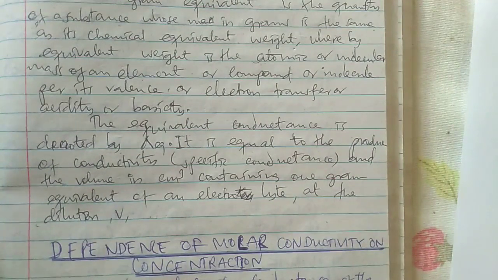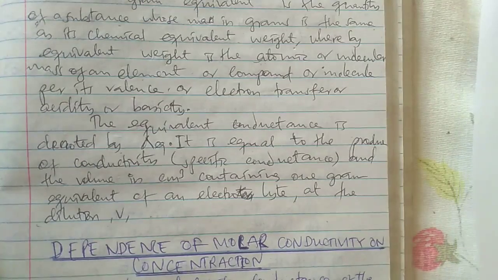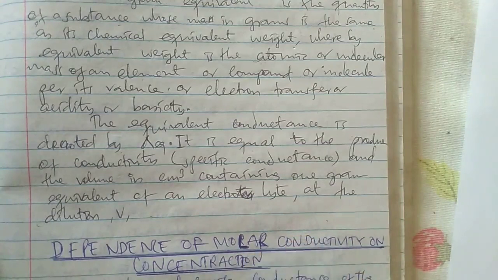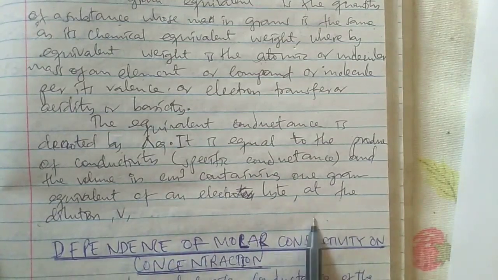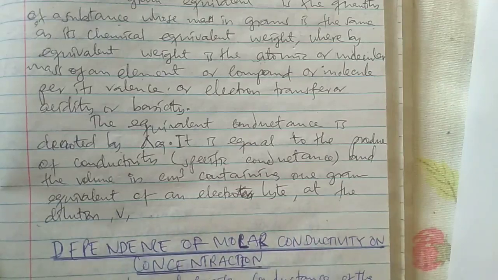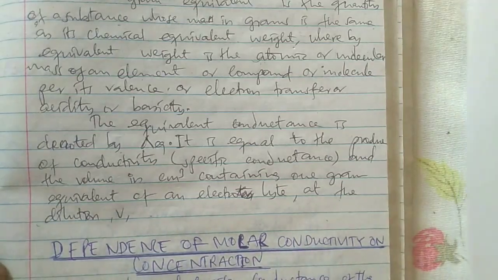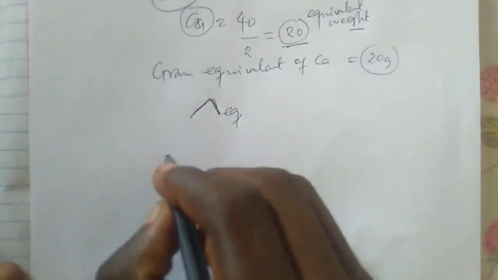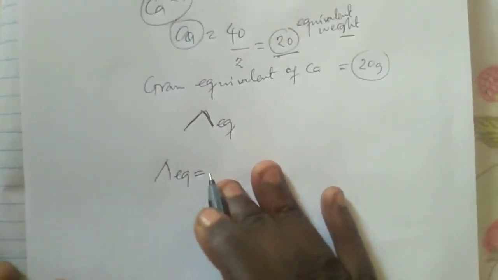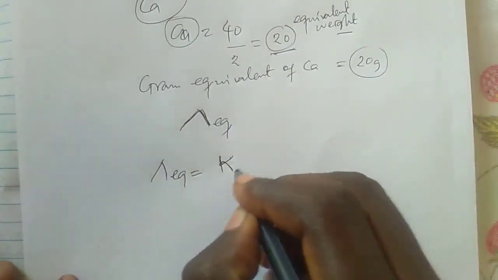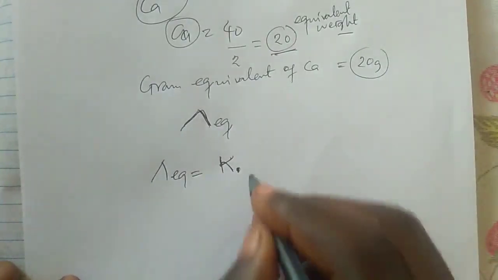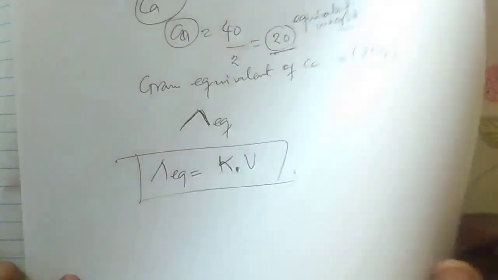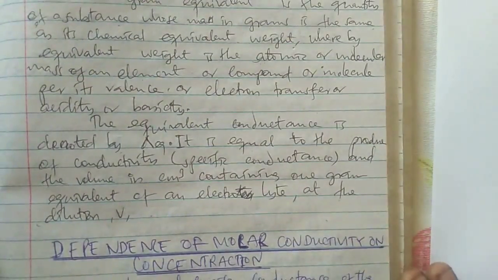It is equal to the product of conductivity, the specific conductance K, and the volume in cm cube containing 1 gram equivalent of electrolyte at the dilution V. You can see the formulas look similar to molar conductivity, but they are two different things.